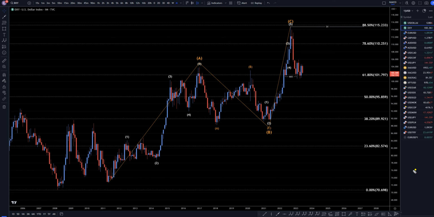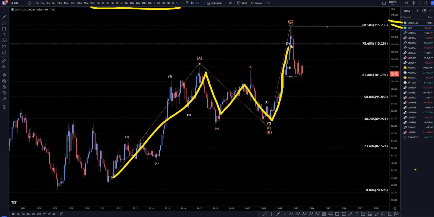Today is Tuesday, June 20th, and I'm going to be analyzing the DXY and the US dollar index starting on the monthly, working my way down to the 1 hour time frame. So on the DXY monthly, I still think this looks like a big A, 3 waves down for a B, and a big wave C.